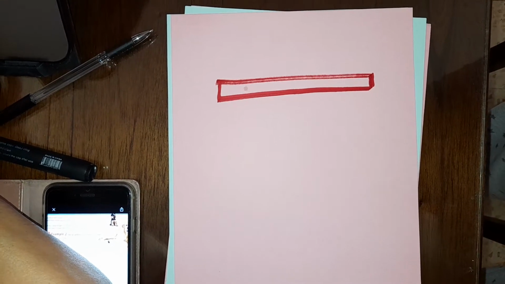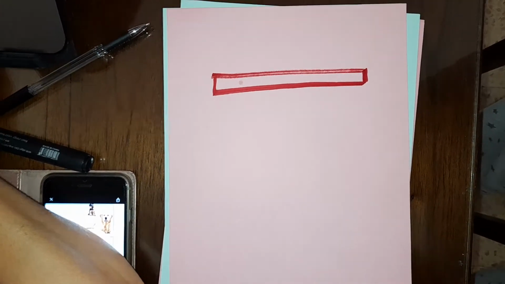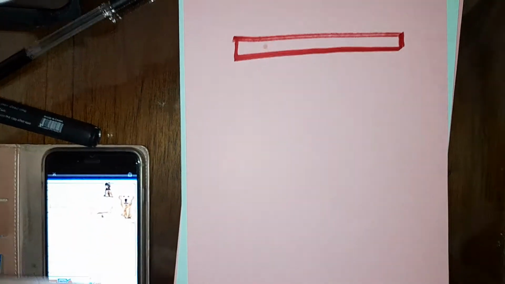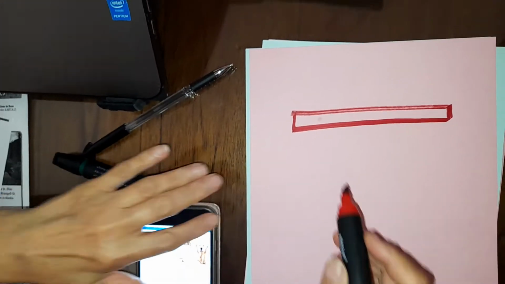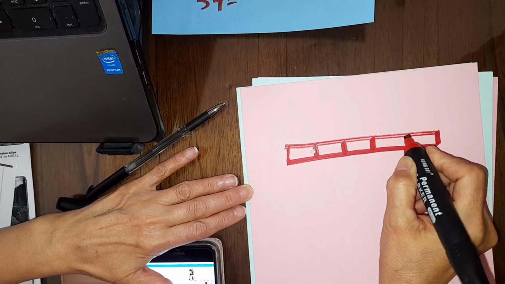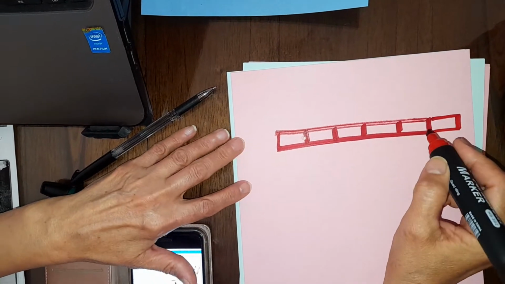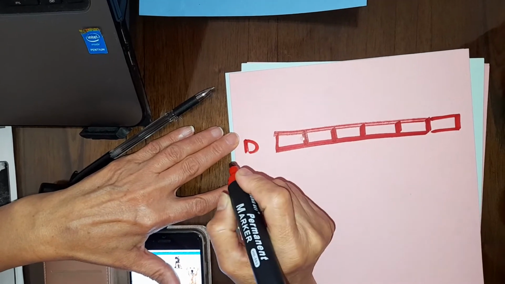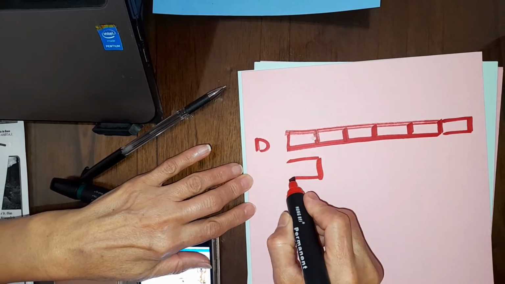Wait, sorry. Wait for me to arrange the paper. Okay, they said Maria's dog weighs 6 times as much as her rabbit. So I will divide this into 6 boxes: 1, 2, 3, 1, 2, 3, 4, 5, 6, okay? And I will write the first letter. This is the dog. Here is the rabbit. I will draw one box for the rabbit.